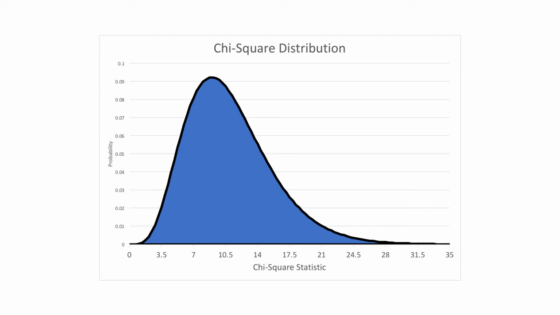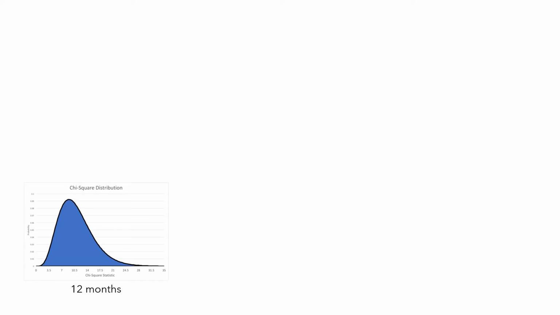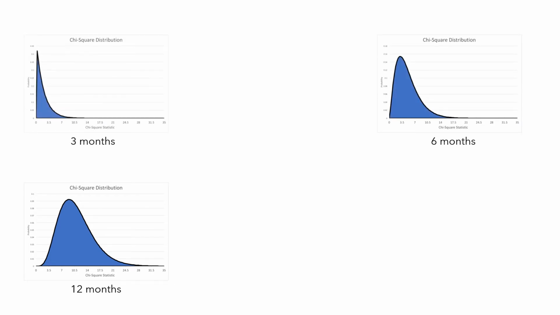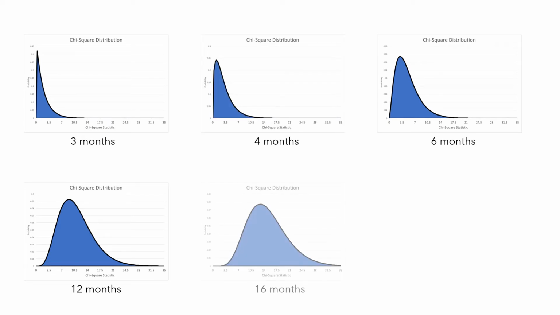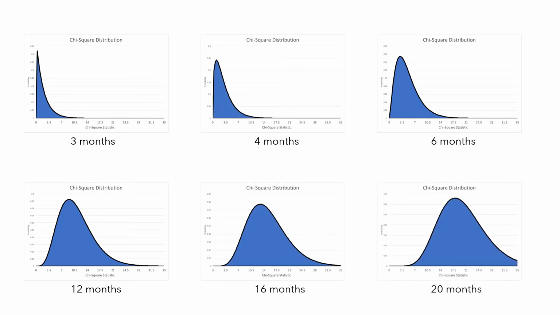Now, it turns out that this distribution would have looked different if there were a different number of months in our year. Our year had 12 months. But if our year had only 6 months, the sampling distribution would have looked like this. And if there were just 3 months, it would have looked like this. Or for 4 months, or for 16 months, or for 20 months. One thing we can see is that when there are just 3 months in the year, the values of the statistic tend to be small. But when there are 20 months, the values tend to be larger. This makes sense because with 3 months, the statistic involves adding 3 components, while with 20 months, it involves adding 20 components.